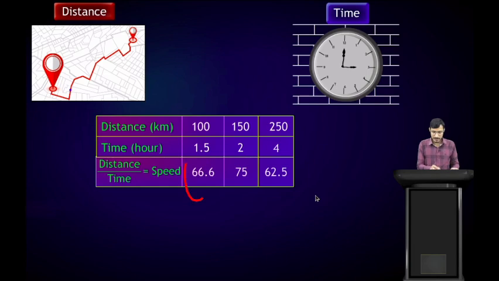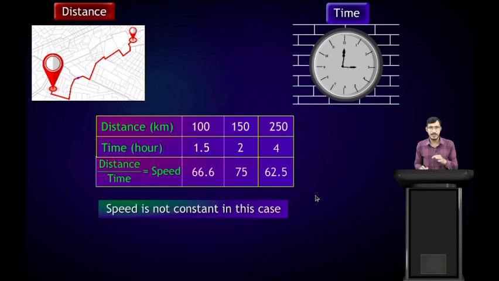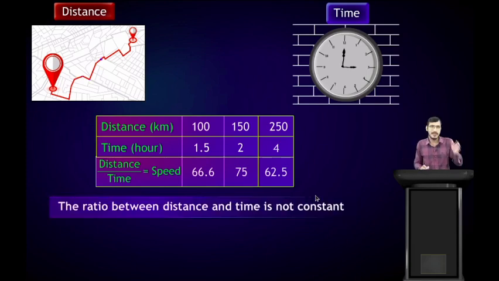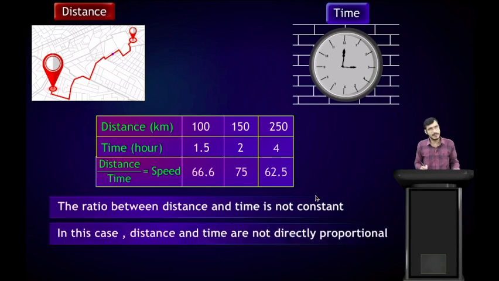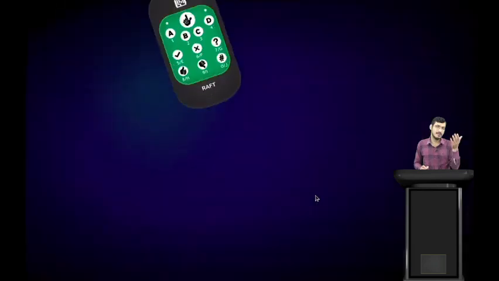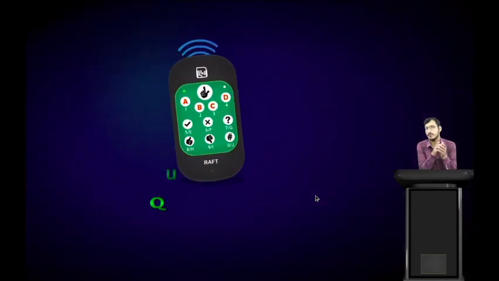Now students, you can see here the ratios are different. First is 66.6, second is 75, and third is 62.5. That means in this situation speed is not constant. So here the ratio between distance and time is not constant. So in this case distance and time are not directly proportional.